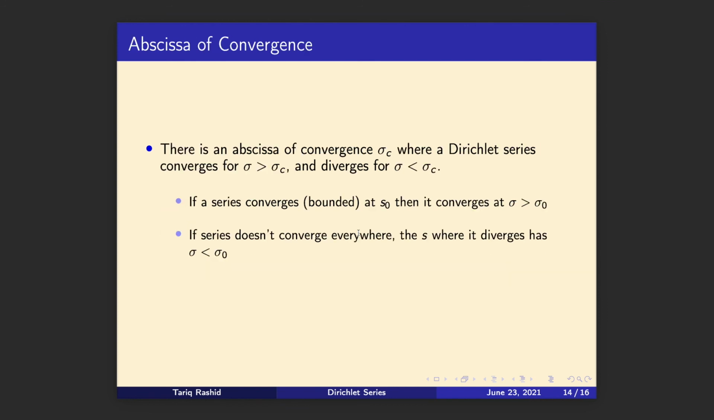So similar logic to the abscissa of absolute convergence, we then have again an abscissa of convergence, not absolute convergence, just more general convergence, where to the right of a sigma of convergence it converges, and to the left it diverges. And importantly, on the line itself, we can't say necessarily that it converges or diverges. That's something we have to work out separately.